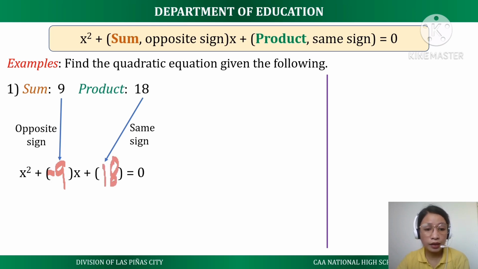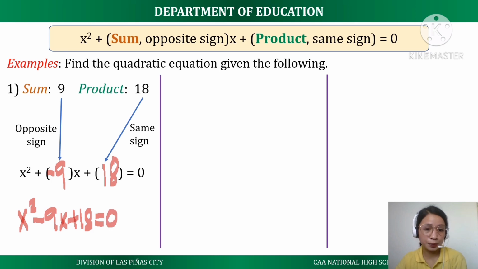Ilalagay natin 18 and then simplify natin. So we have x squared minus 9x plus 18 is equal to 0. Nakuha po ba?